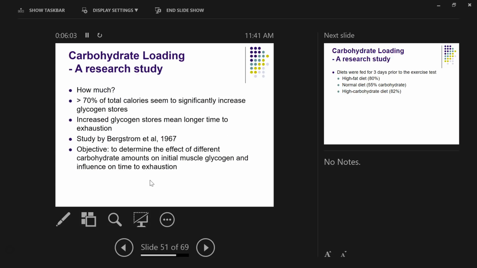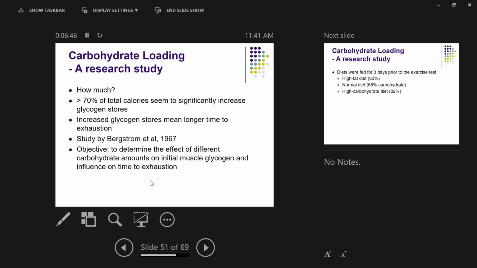So the question is how much carbohydrate is needed for building muscle glycogen. Usually more than 70% of total calories from carbohydrate will significantly increase the glycogen store. So a diet with 70% of energy from carbohydrate will help significantly increase the glycogen stored.